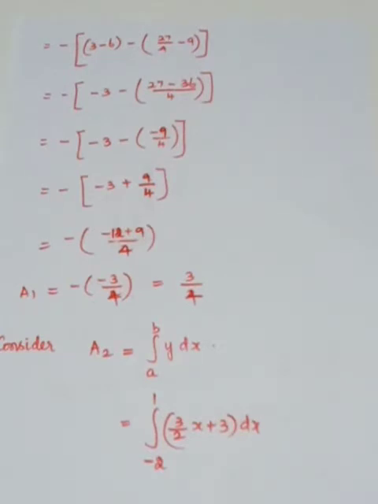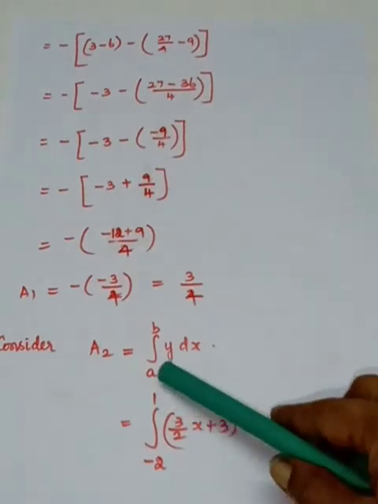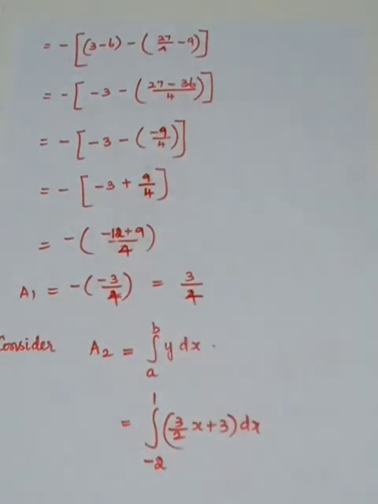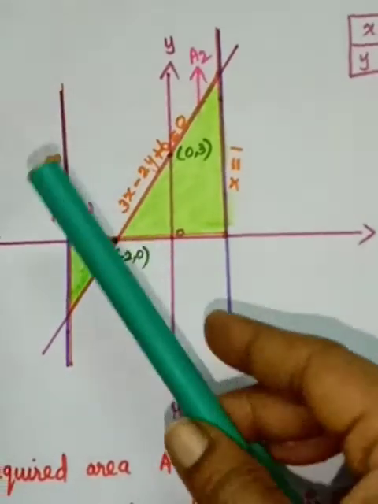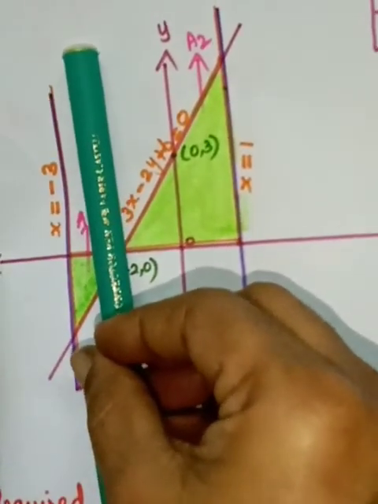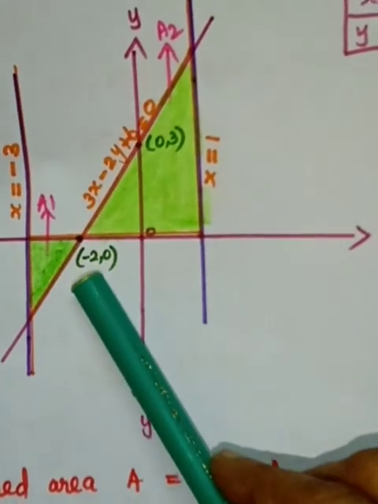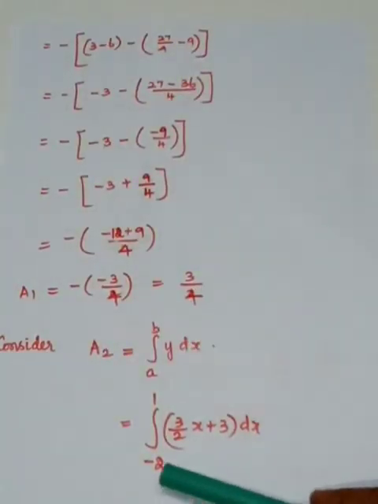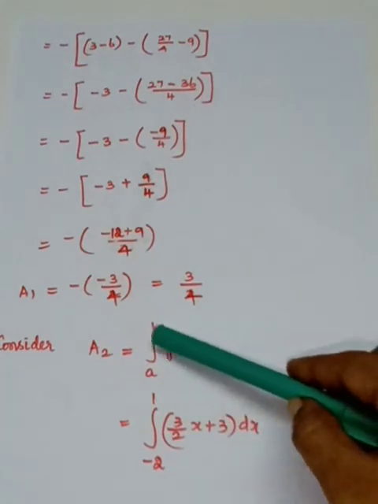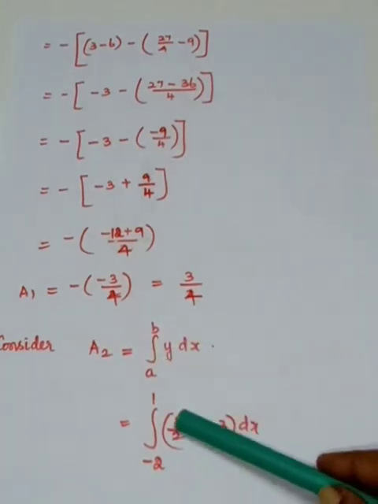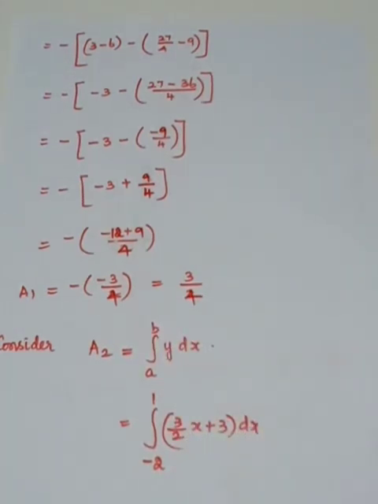Next you have to find A2. A2 lies above the x-axis. So therefore the integral a to b of y dx. So see the diagram. You have to find out the limit. A2 starts from the line x is equal to minus 2, and ends with x is equal to 1. So therefore the limits vary from minus 2 to 1. Y we have already found from the line. So that is (3 by 2 x plus 3) into dx.